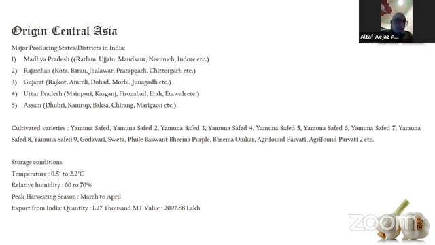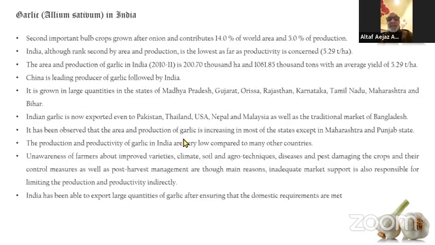Garlic, Allium sativum, in India has the status of the second most important bulb crop grown after onion. Next slide, madam. Okay, second, it is garlic. What special significance does garlic have in India? It is the second important bulb crop grown after onion and contributes 14% of the world area and 5% of production. India ranks second by area and production, but is the lowest as far as productivity is concerned.